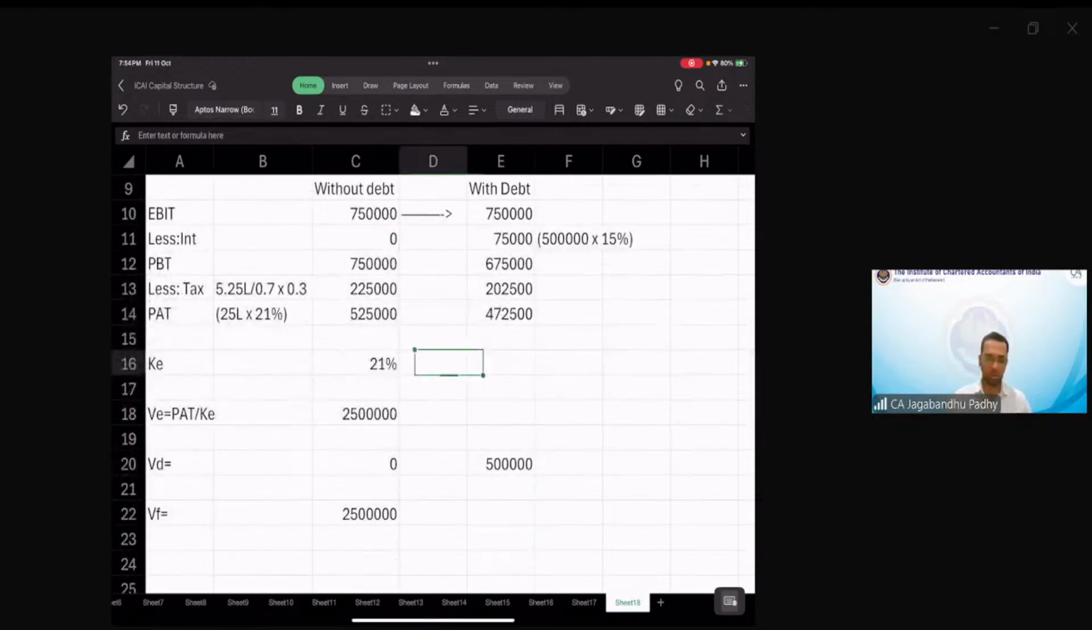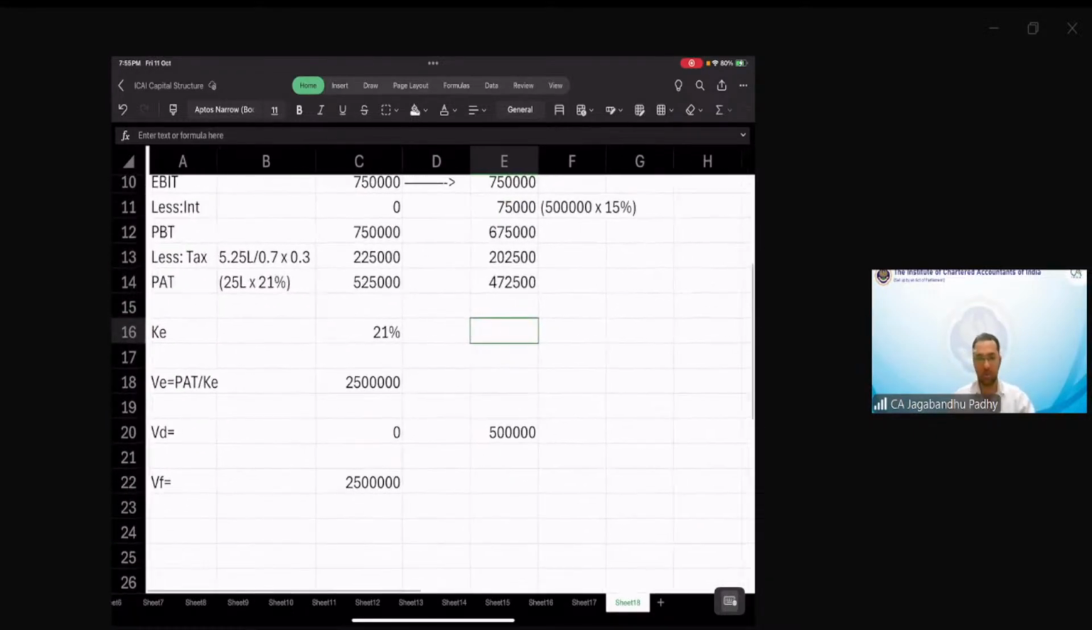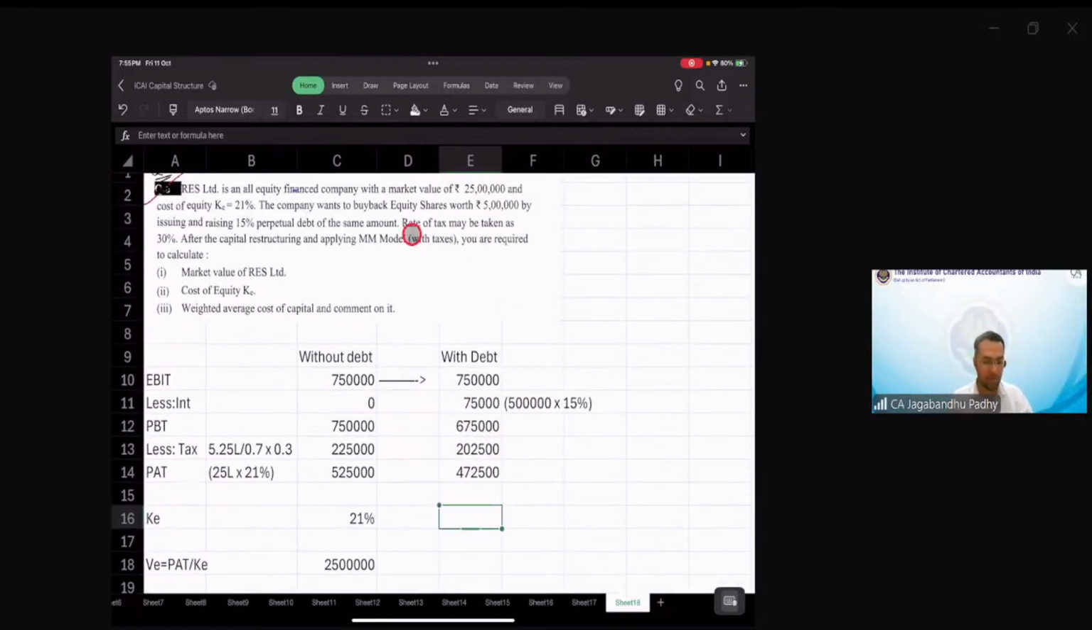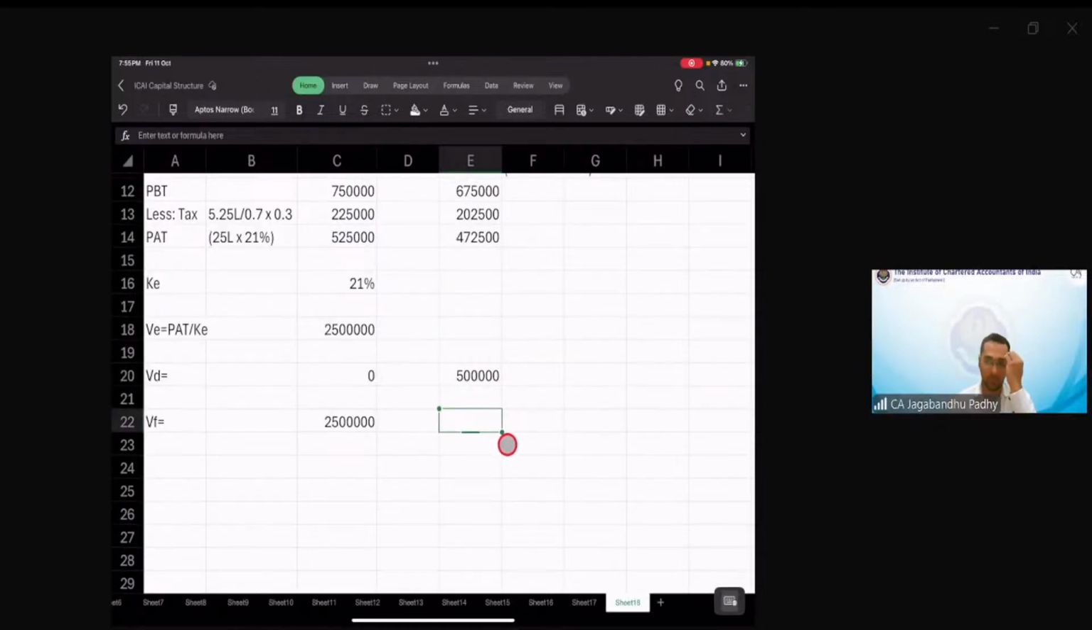Now we don't know the amount of KE given in the question, and neither has the question mentioned that we have to take net income approach. But then how do we go about calculating the cost of equity? Remember, this is to be used with the MM model with taxes. So if it is MM model with taxes, we'll have to first calculate the value of the firm.